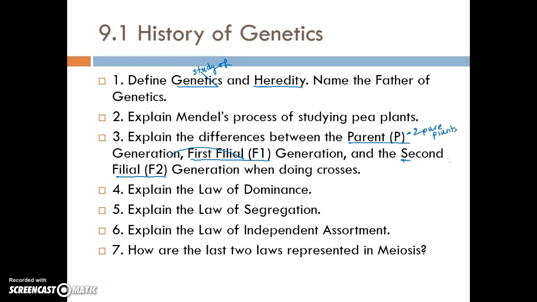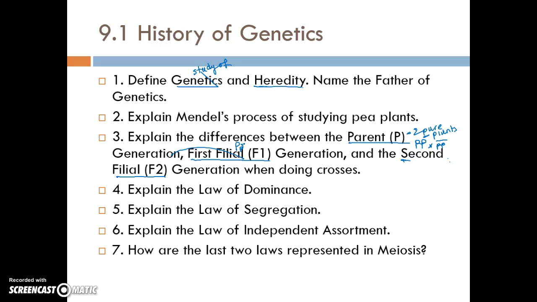And basically what he had when he started, he had the parent generation being 2 pure plants. So if we used purple and white flower color, he had a purple flower crossed with a white flower. Because they were pure, that means that they were, in this case, big P, big P, crossed with little p, little p. And he had offspring that all showed purple flowers, and they ended up being big P, little p.